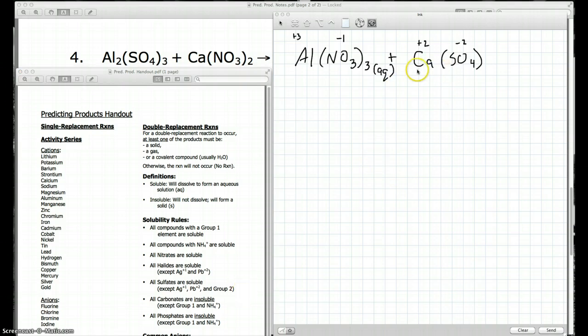So for the next compound, calcium sulfate, I want to find a rule over here for calcium sulfate. And if I look, oh, yep, I got one right here. It says all sulfates are soluble, except when the sulfate is with silver, lead, or something from group 2. And by group 2, I mean the second column on the periodic table. And if you notice, calcium is in group 2. It's in the second column of the periodic table. So that's an exception. So sulfates are insoluble, and insoluble means solid. So what I'm going to do is put a solid here.